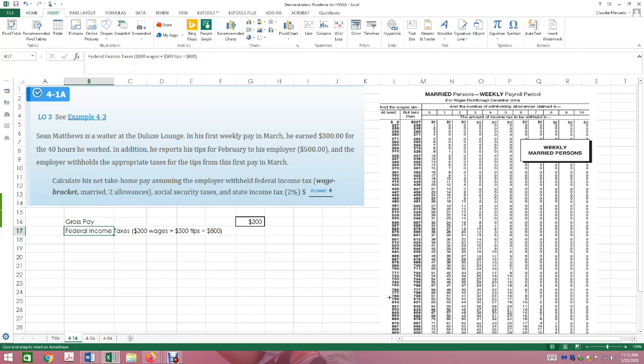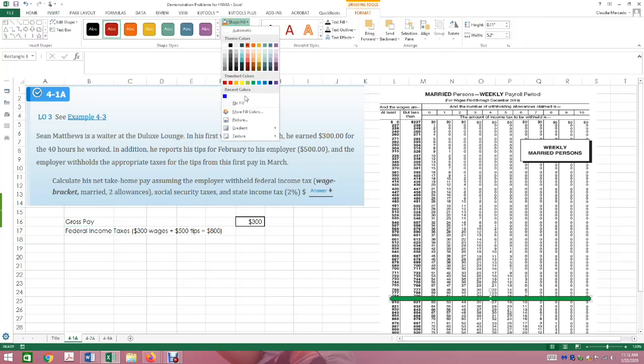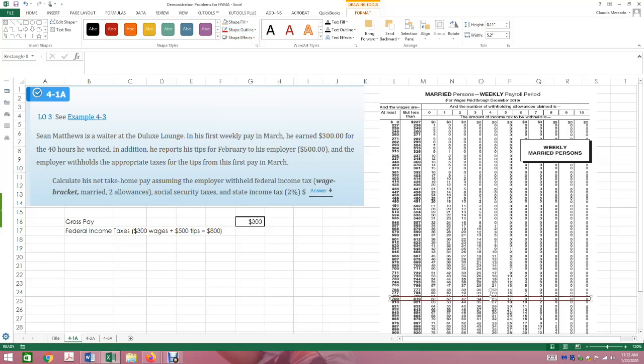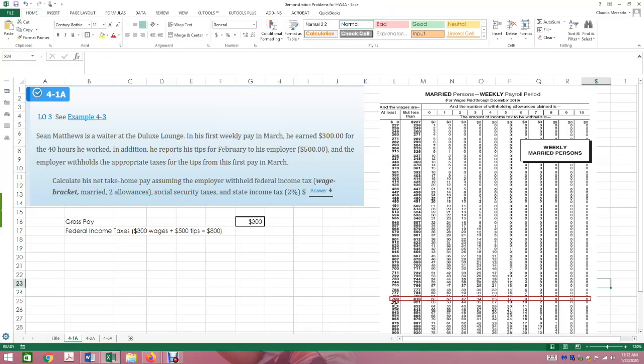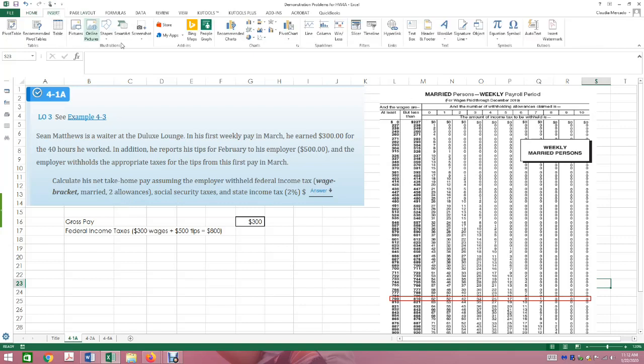Right here, it says if I earn between $799 and $810, these are the taxes that are going to be withheld. Now I need to look at how many allowances I'm claiming. Well, I'm claiming 2 allowances. So I need to look over here on the top. On the top, it gives you the amount of allowances. So you're going to identify where the 2 allowance comes in. My allowance is going to be 2 right here.